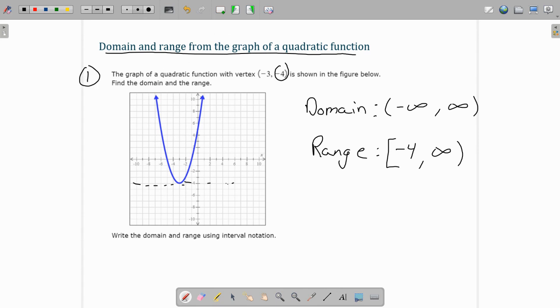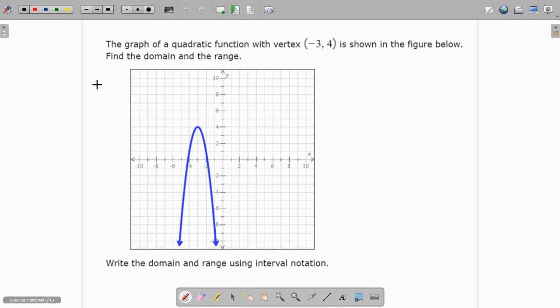All right, so that was number one. Let's check out number two. So if you want, pause this one, try it. I'm going to continue on with the video. All right, so here is our max now. That's our highest point, which is once again the y value.